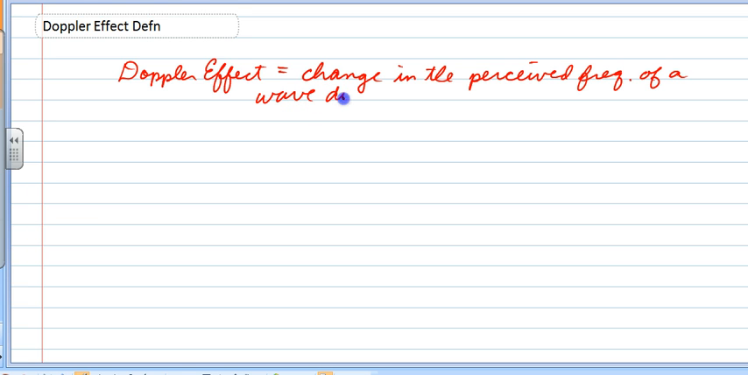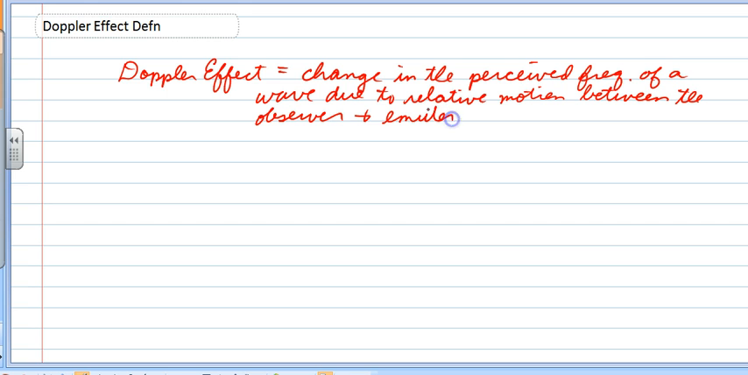And it's caused by relative motion between the observer of a wave and the emitter of a wave. So the important thing to note here is that it's relative.